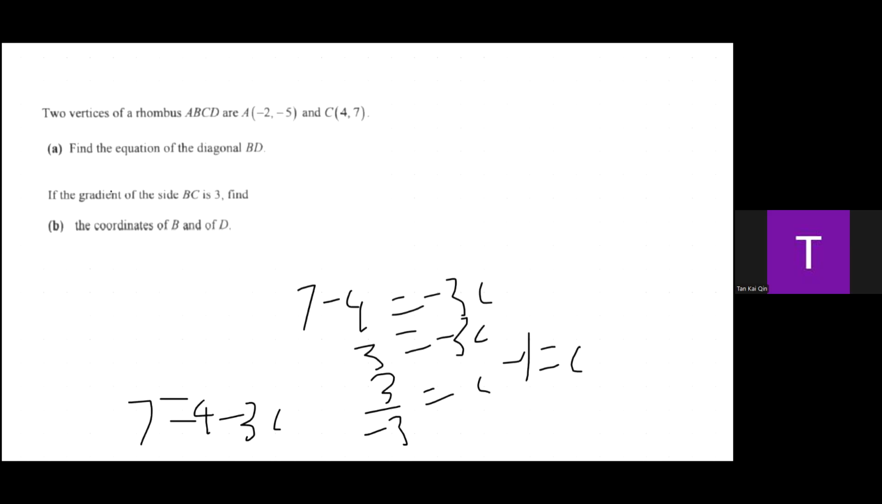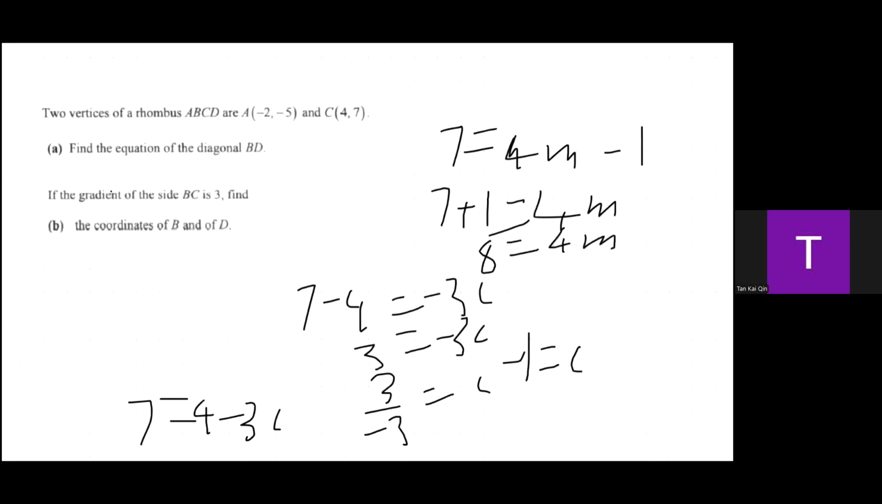Now to find the gradient, we just need to implement negative 1 into the y equals mx plus c formula from earlier. So it becomes 7 equals 4m minus 1, which we can use to find m. 7 plus 1 equals 4m, which becomes 8 equals 4m. So 8 divided by 4 equals m, which means 2 equals m. Now we have the gradient for the line equation AC, which is 2. So the line equation of AC is y equals 2x minus 1.